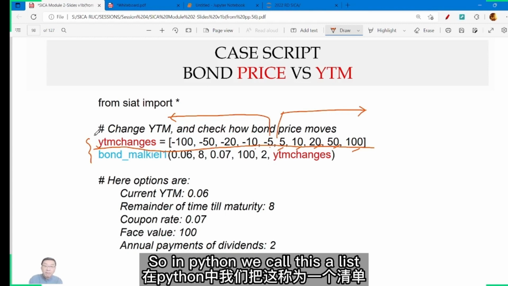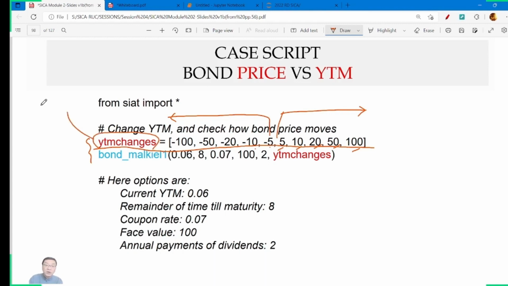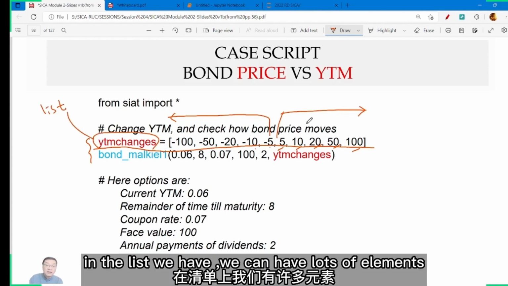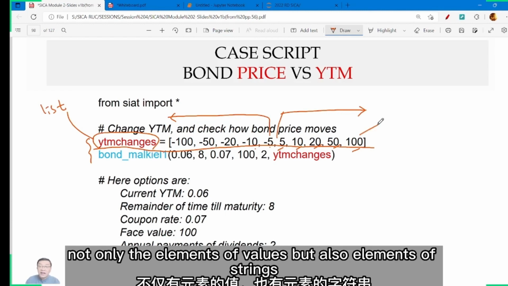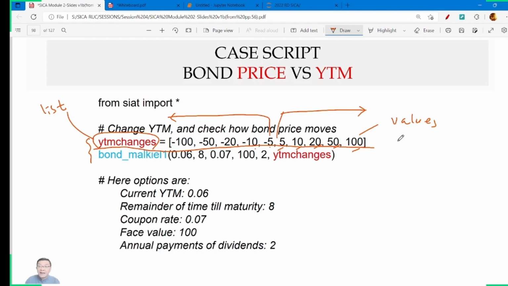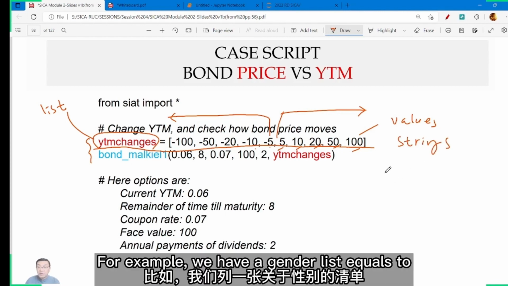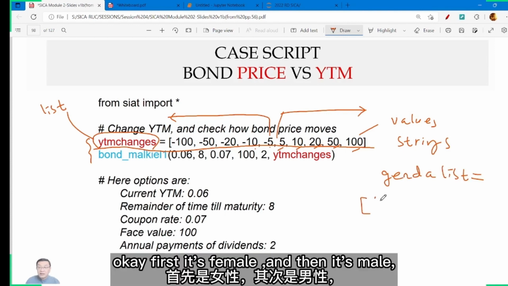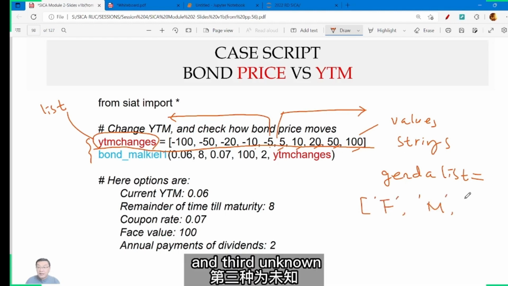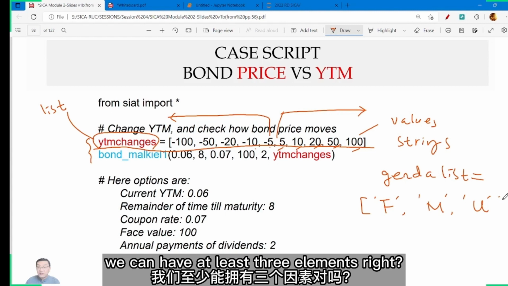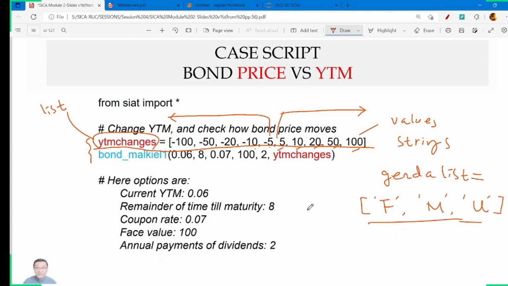In Python, we call this a list. In a list, we can have lots of elements, not only numeric values, but also strings. For example, we have a gender list equal to: first female, then male, and third unknown. We can have at least three elements, right?